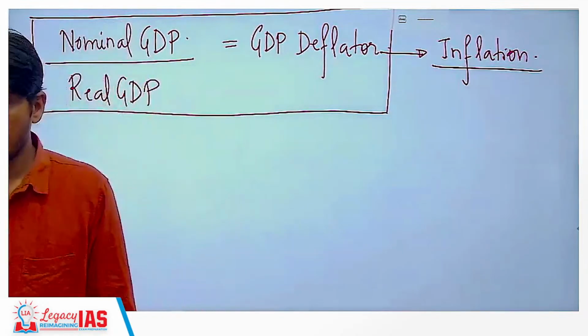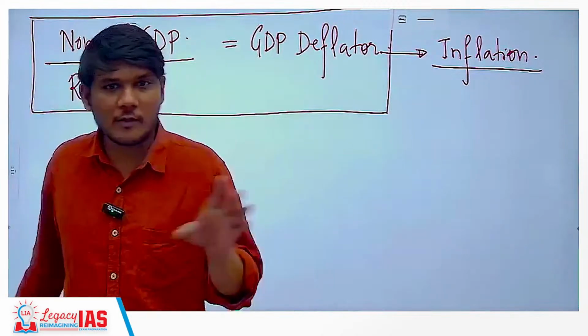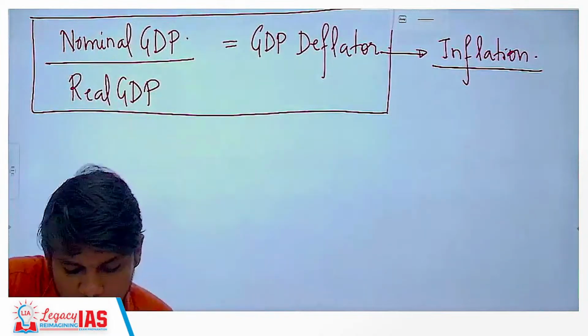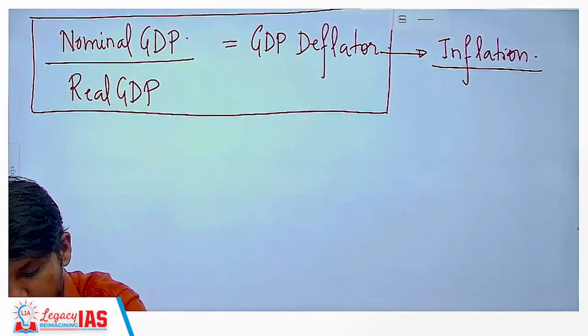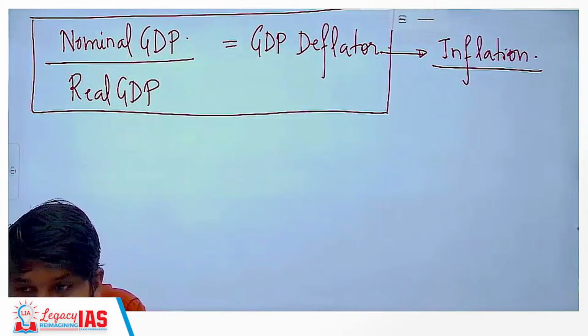ठीक है? Now let's write down a bit. सबको सब समझ गया? Everyone has understood everything. Now let's write down a bit so that we know the definitions in words also. Write down first gross domestic product, GDP.